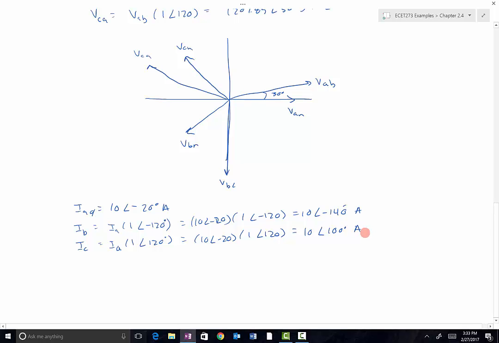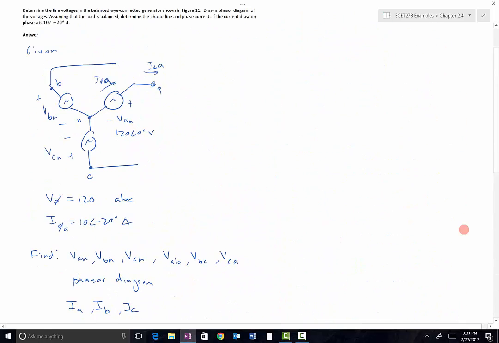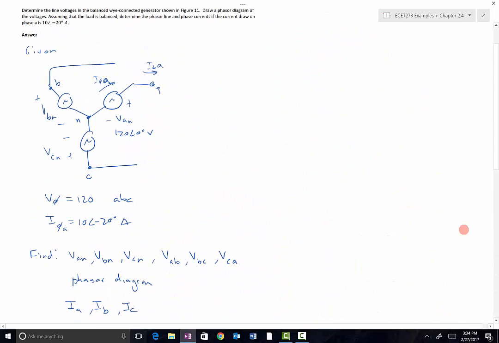So just quickly to summarize, for a Y generator, there are 6 voltages: VAN, VBN, and VCN, which are called the phase voltages, and VAB, VBC, and VCA, which are called the line voltages. And then there are 3 currents, and the currents are just labeled with whatever the phase is: IA, IB, IC.